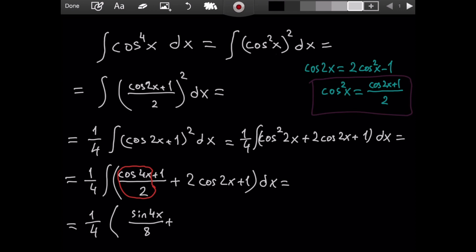Plus 1 over 2, so I'm looking at this part right now. 1 over 2, that is just going to give us x over 2. Plus, what about this guy? 2 times cosine of 2x. I would guess that we have something that has to do with sine of 2x. Let's take the derivative now. What is the derivative of sine of 2x? It is 2 times cosine of 2x. So that's it, in fact. We don't need to multiply by anything else. Then 1 will give us x.